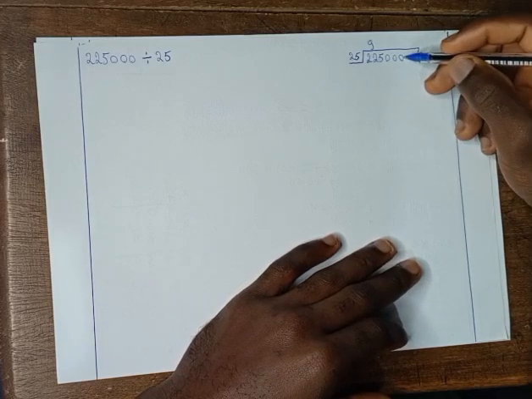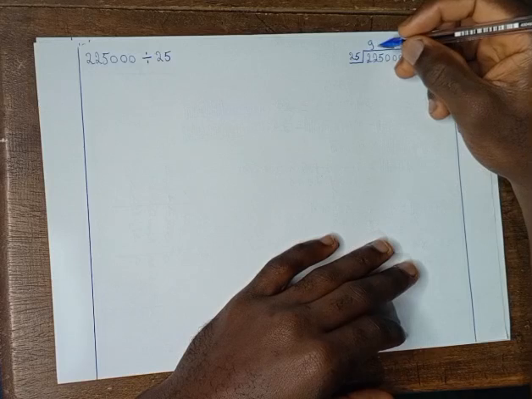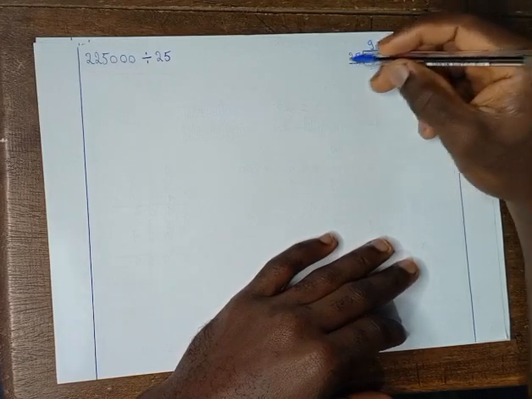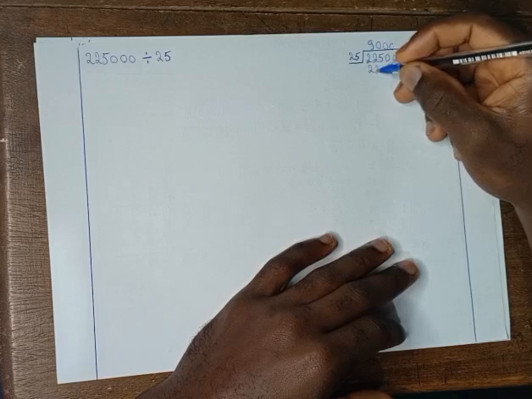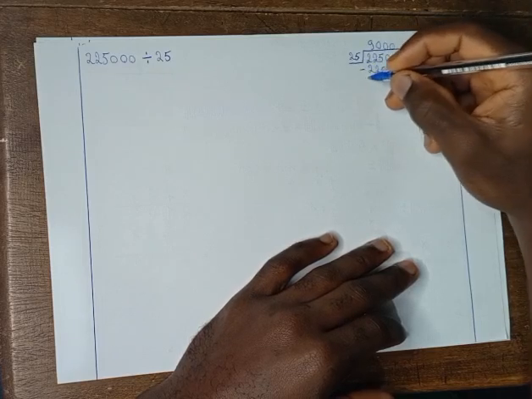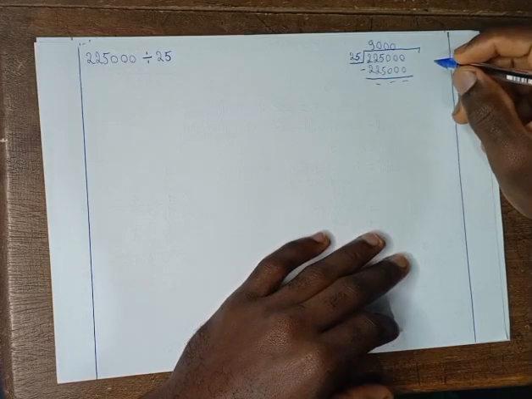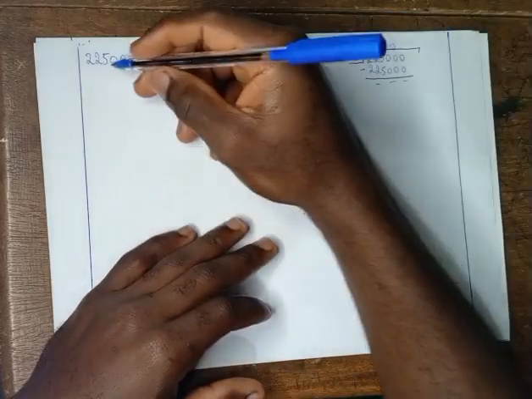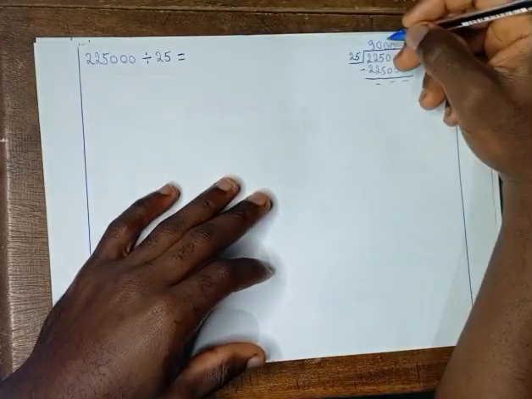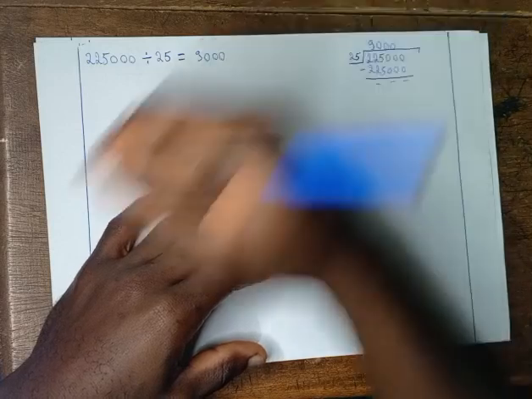All the other digits are zeros, so we are going to fix the zeros up here. Now, if you take 9 times 25, it gives us 225. Then we bring down all these 3 zeros. If we subtract, this will give us zeros. So therefore, if we divide the number 225,000 by 25, we are simply going to obtain 9,000.